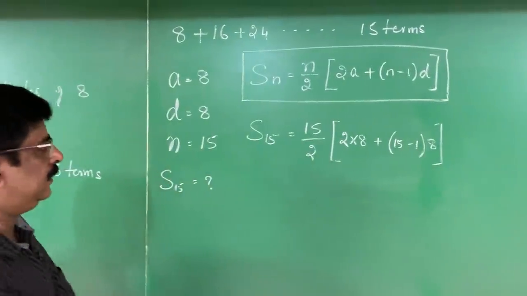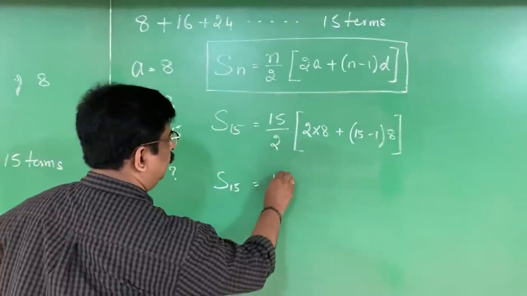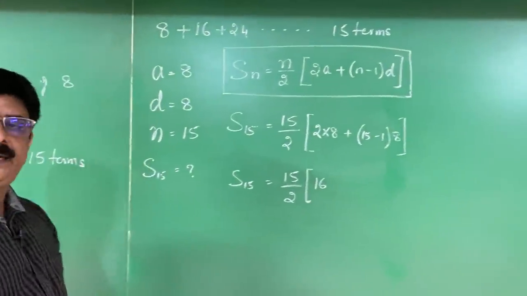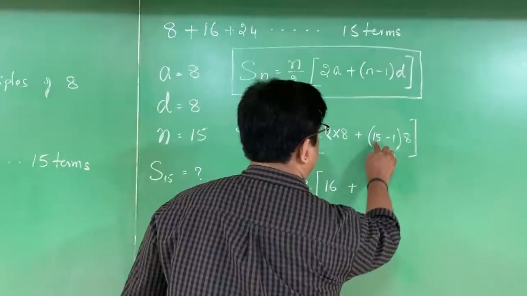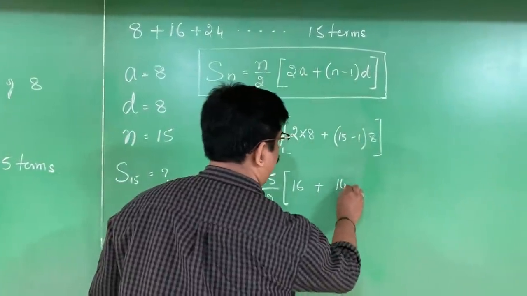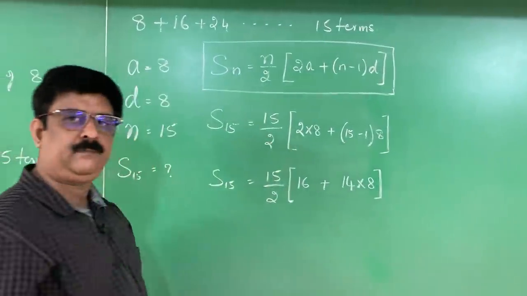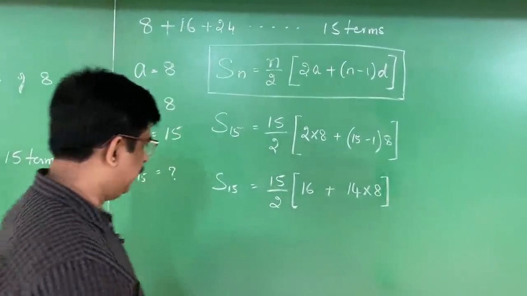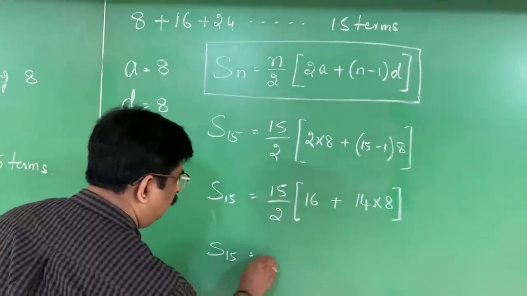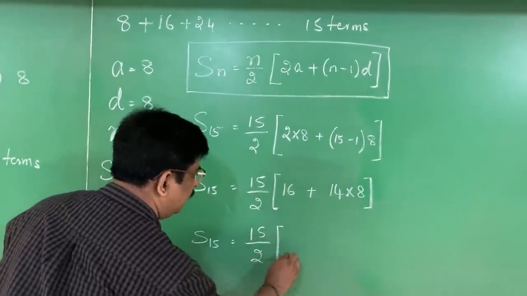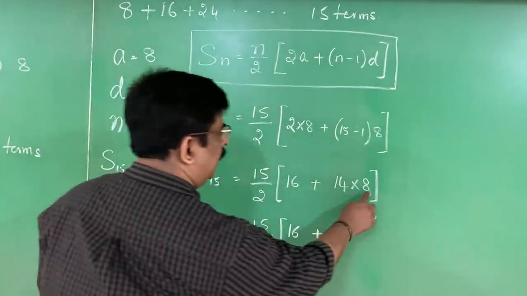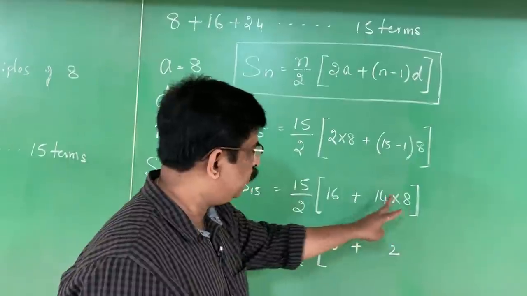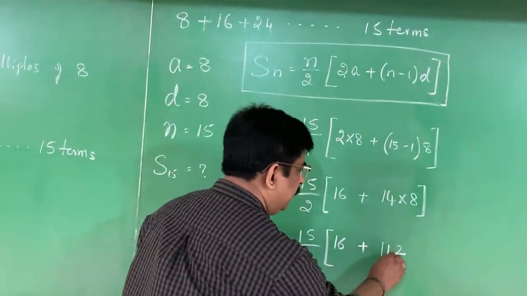D means 8. Yes, S15 is equal to 15 by 2. 2 into 8 is 16, plus 15 minus 1, 14, 14 into 8. Next step is what? You have to multiply this and then add to 16. Right. Then S15 is equal to 15 by 2 into 16 plus. Now multiply. 8 into 4, 32. 8 4s are 32, 3. 8 1s are 8 plus 3 is 11.